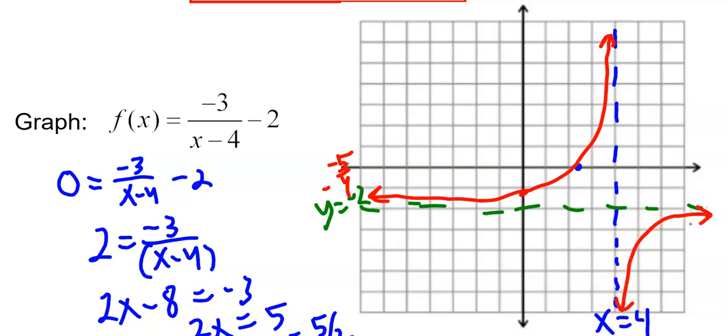I'm not worried about individual points. I just want the behavior right. I like to get the intercepts correct. The asymptotes have to be labeled with an equation and dotted and drawn there. And that's a really nice graph.